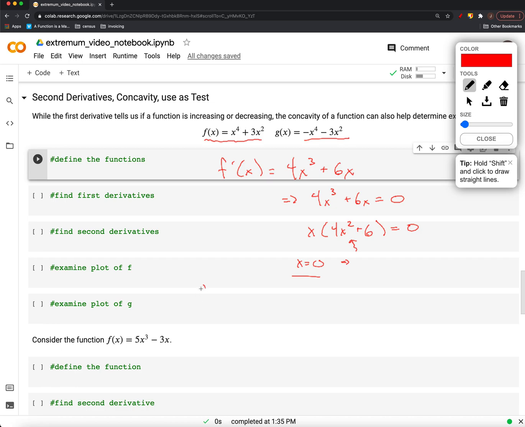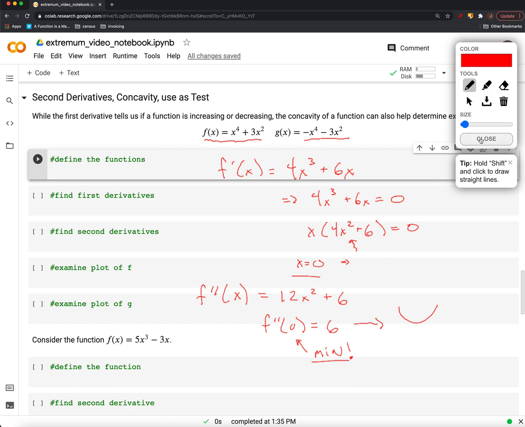Now, we could look on both sides of that to see whether it's increasing or decreasing, or we could evaluate the second derivative. If we look at the second derivative, we get 12x squared plus 6. We plug 0 in, we get 6. So f double prime at 0 is 6. What does that tell us? That tells us that at or around 0, the graph looks like this. So this must be a minimum. And that's our second derivative test.